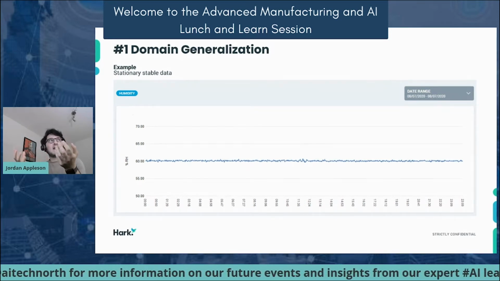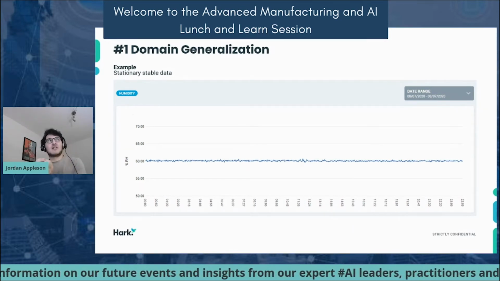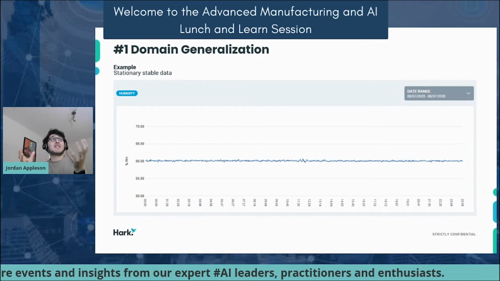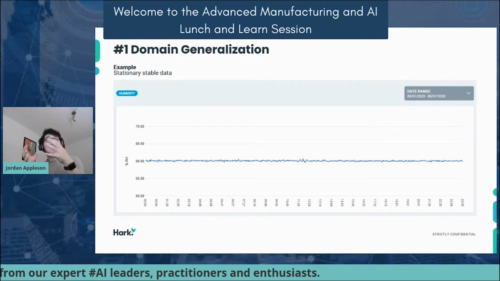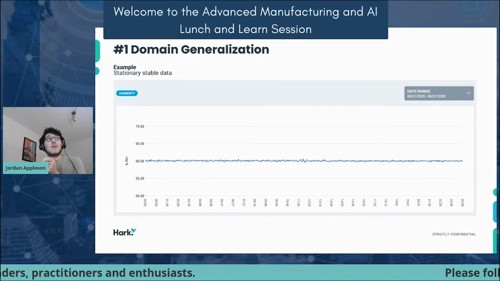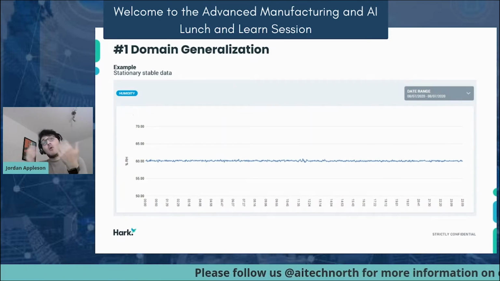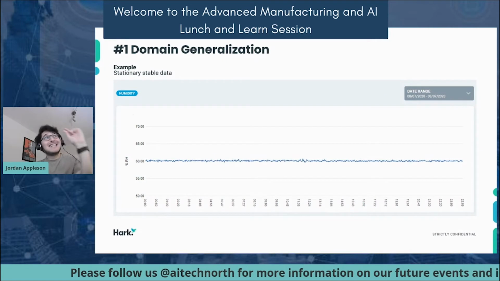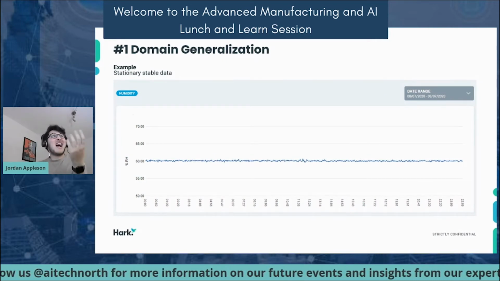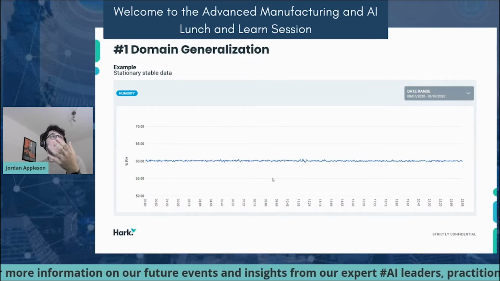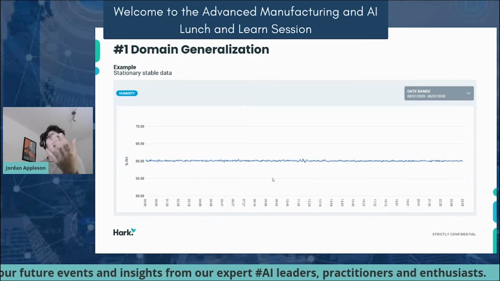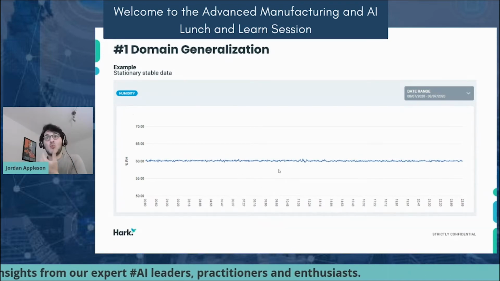We see a line, and as human beings, our brains can, using something called visual saliency, see that there isn't really any problem with it. I can't really see any anomalies. Whether or not these tiny spikes are anomalies actually doesn't really matter, because this asset really needs to be at 60% humidity at all times, and it is.